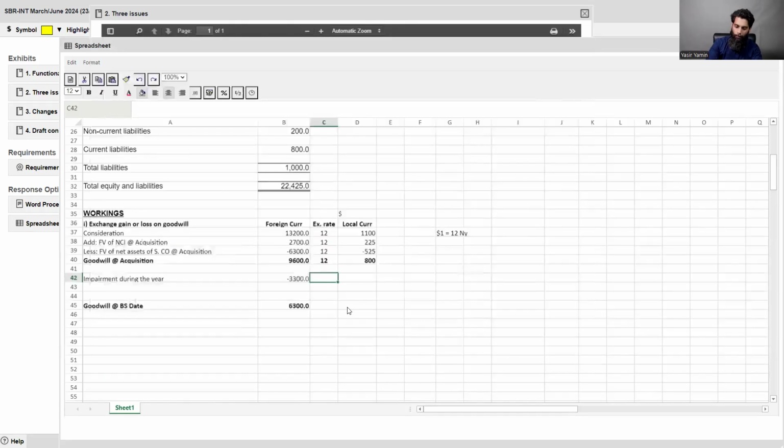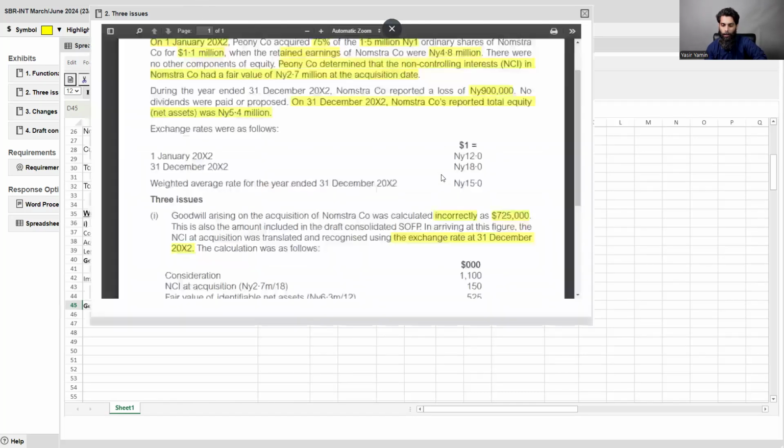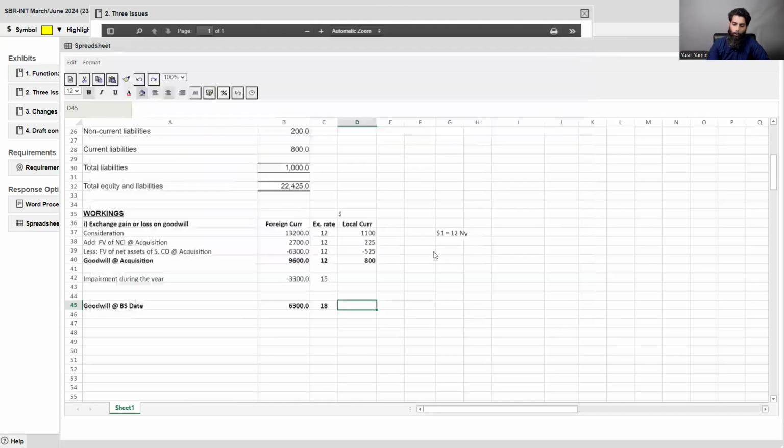And how do I translate the last value, the goodwill at the balance sheet date? Do I use the average rate still? For all closing date balances, you always use the closing date exchange rate, and that would be 18. Make sense? This was the 31st December rate, 18. All right. So now you start translating.